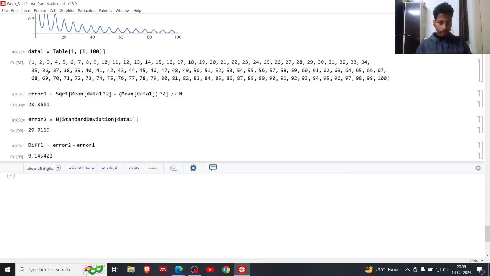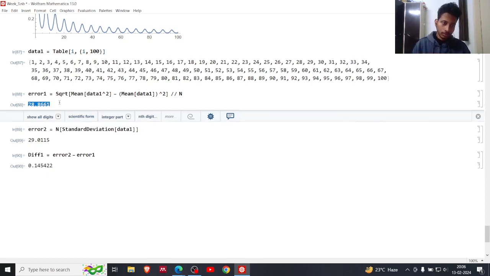Okay. So here we have generated a table of numbers. The numbers are the integers 1, 2, 3, 4, 5, 6 up to 100, and then we calculated the standard deviation of it using the formula, and then we used the standard deviation command available in Mathematica, and we found there is a difference. So the standard deviation we are getting using the formula is 28.8661, and the standard deviation from the package we are getting is 29.0115. So the difference between these two is 0.145422.